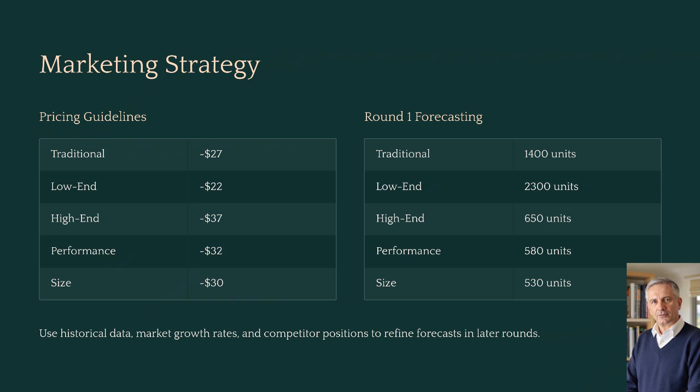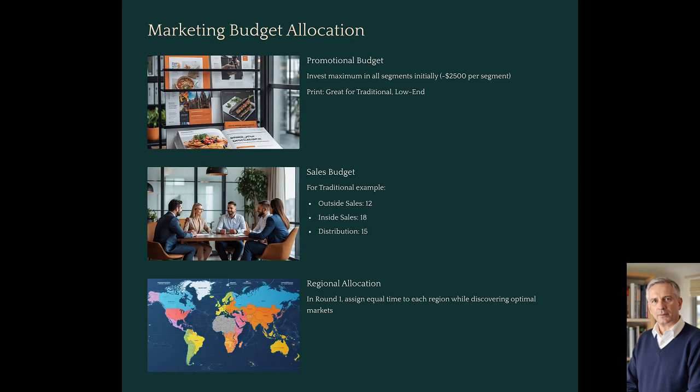For example, print, great for traditional, low-end. Web, good for performance, size. Direct mail, strong in traditional, low-end. Spend $2,500 per segment for maximum awareness growth. Sales budget: invest in inside sales, outside sales, and distribution. For example, for traditional, outside sales, 12 inside sales, 18 distribution, 15. Allocate generously in round 1 to boost accessibility and awareness. Europe-Africa regional allocation: in round 1, assign equal time to each region since you're still discovering optimal markets.